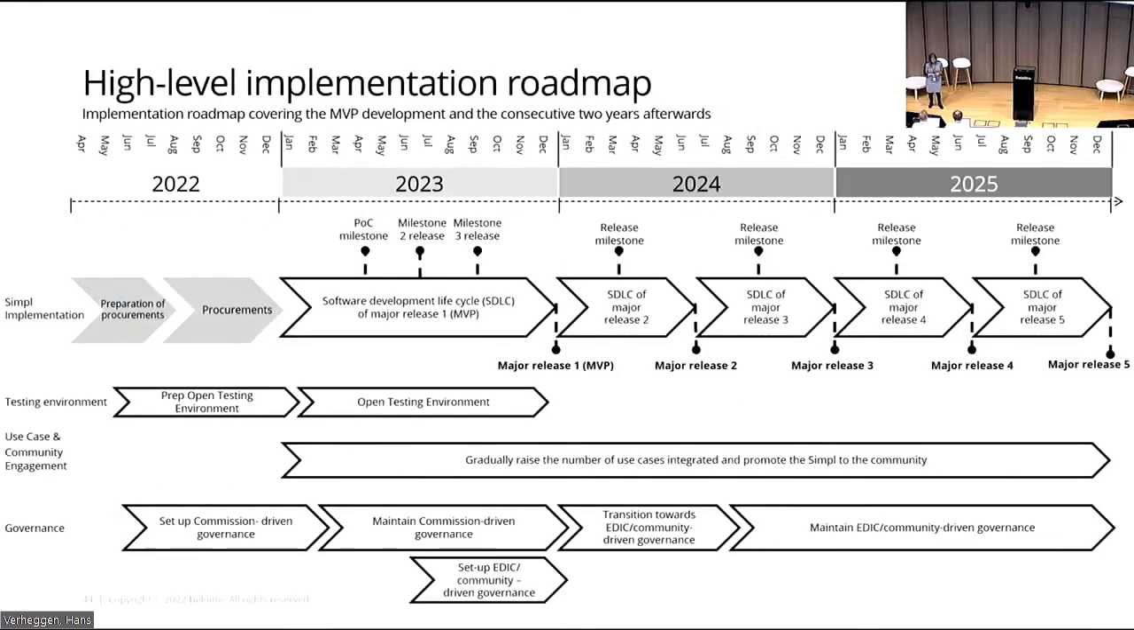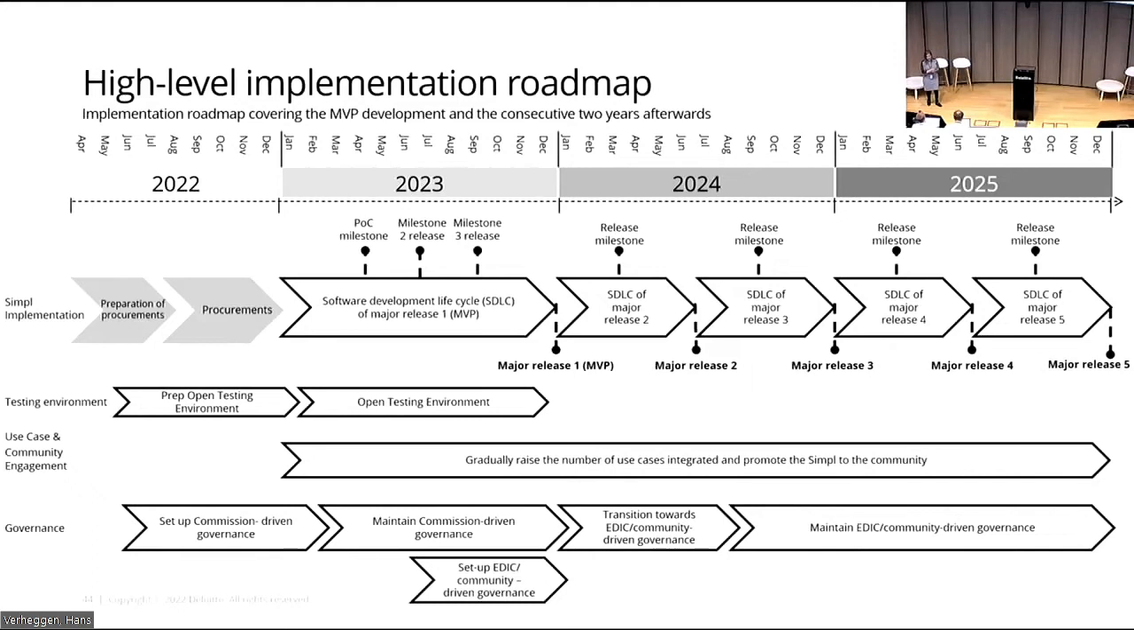Then here you can see really the high-level implementation roadmap after clarifying these guiding principles. We designed a roadmap for 2023 and then the consecutive 2 years. As you can see, there are different lanes showing the different processes that need to happen. First of all, the implementation itself, of course, which is preceded by the procurement of the contractors.